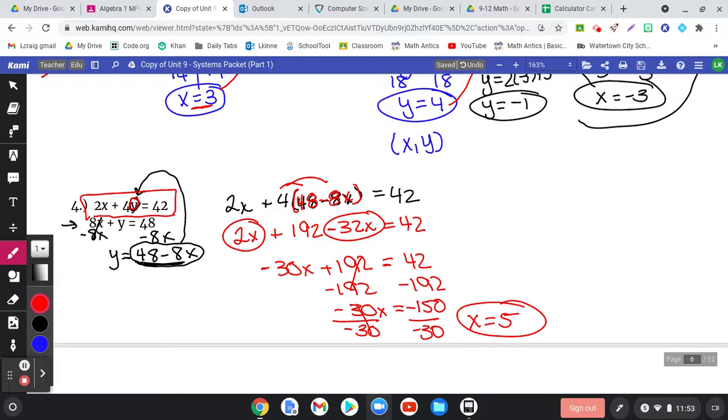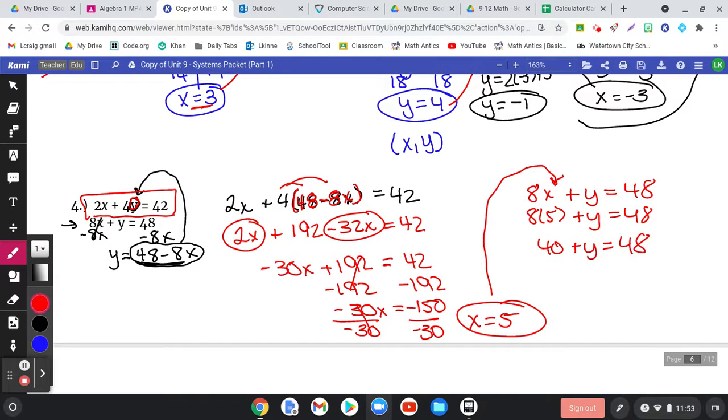All right, now plug it into one of the equations. Doesn't matter which one. Why don't we plug it into the bottom? And we want to use one of the originals. So we have 8x plus y is equal to 48. We know that x is 5. So we have 8 times 5 plus y equals 48. That's 40. And then to get y by itself, we'd have to subtract 40. So y would be equal to 8. And if you were graphing those two equations, they would cross at the point 5, 8. Because remember, it's always x, y.